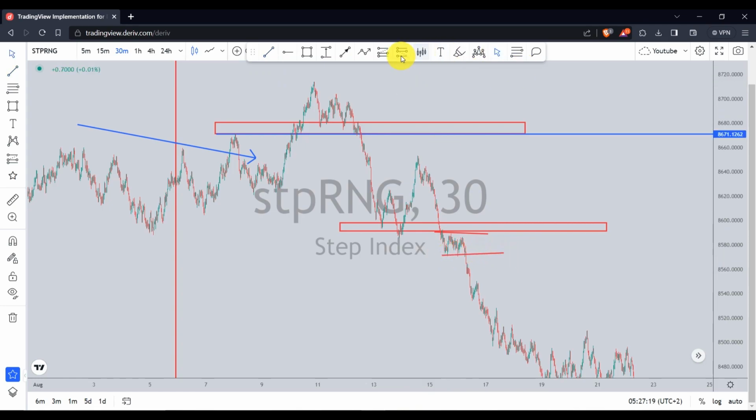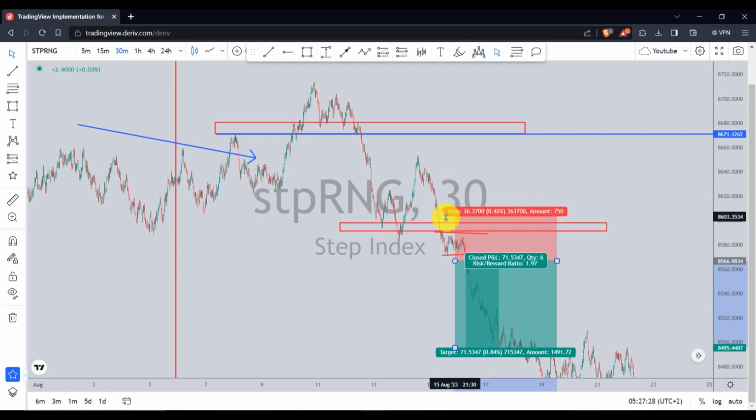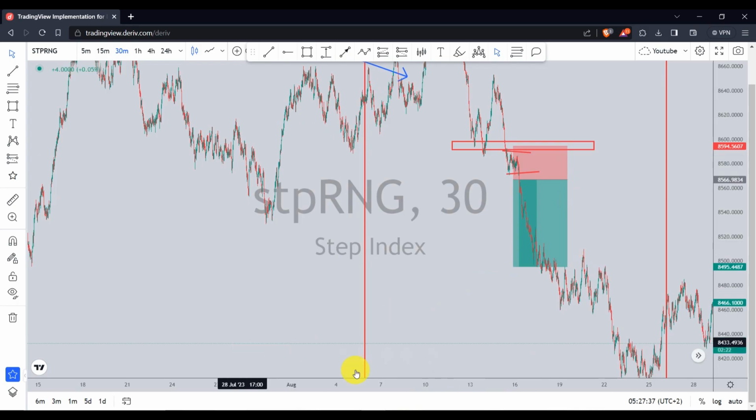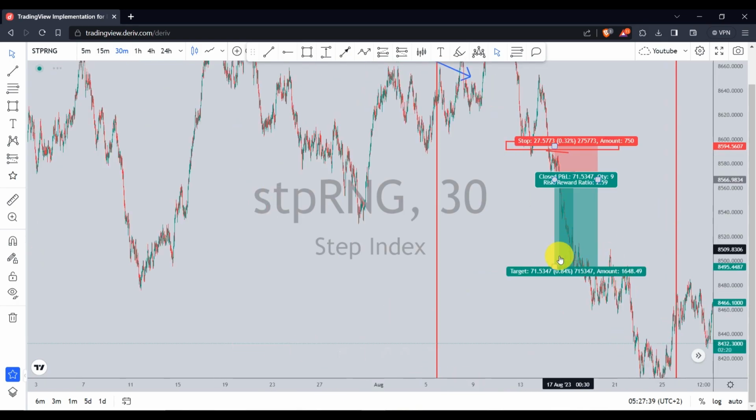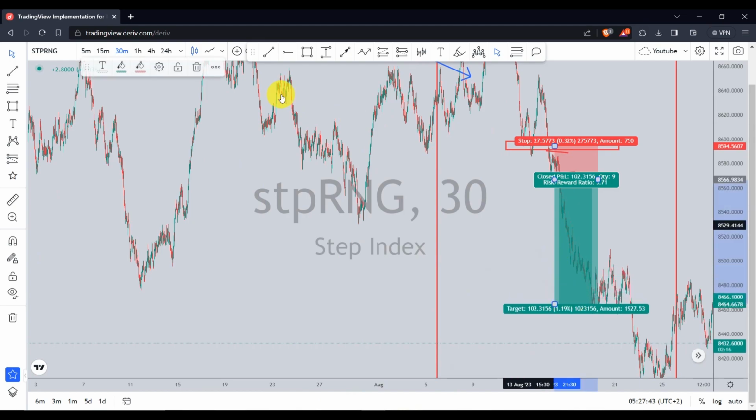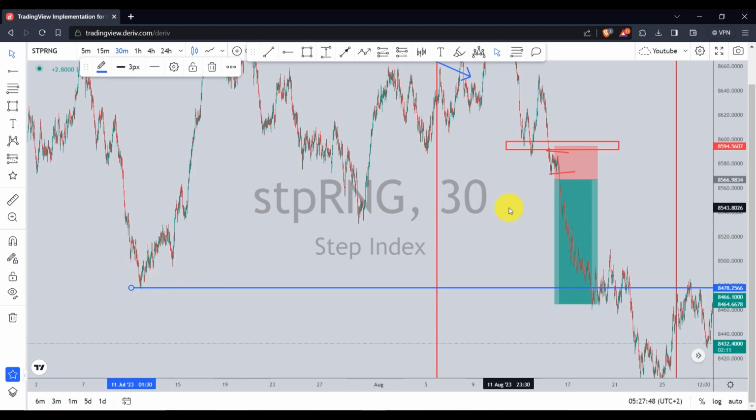So our entries could have been on these zones right here, just below this market structure, and our stop loss just above this corrective phase, and we could have ridden this trend until the next possible support level, possibly on this level. That's where my take profit could have been, just aiming at this support level, but you can see it went further, and that's a good thing.